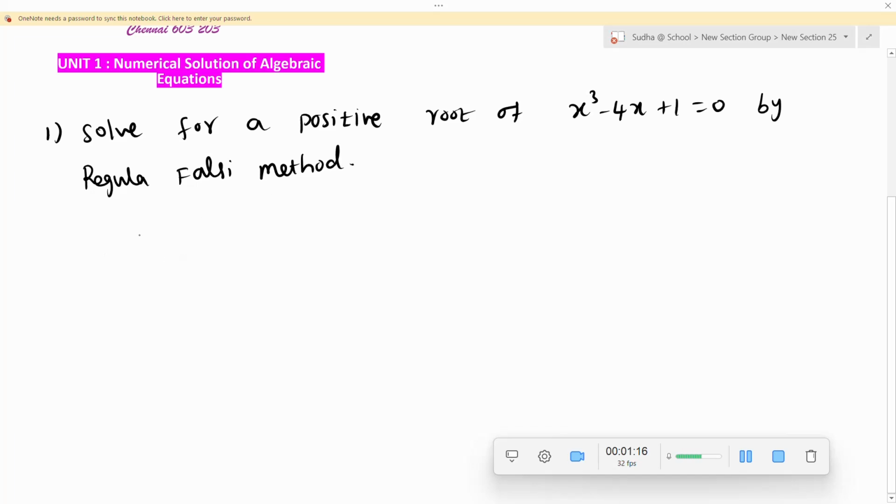Okay, now let us see using Regula falsi method how to find out the roots. So write the given f of x equals x cube minus 4x plus 1. Instead of x, we can substitute 0. So f of 0 is 1, which is positive.